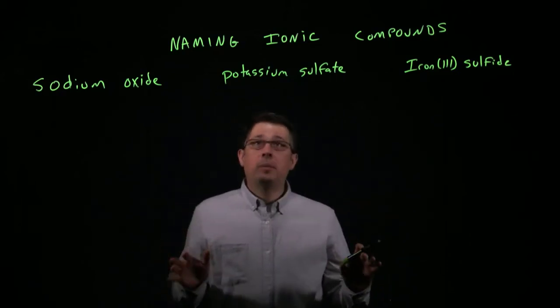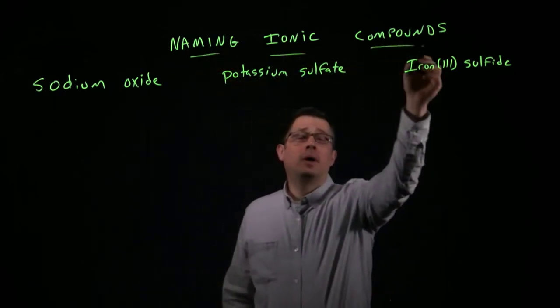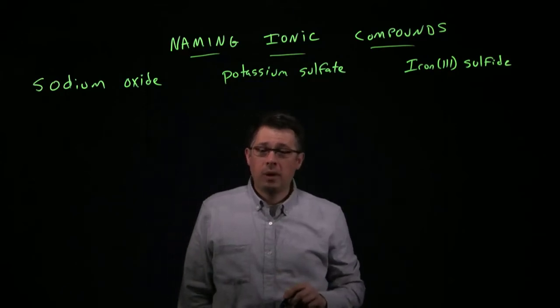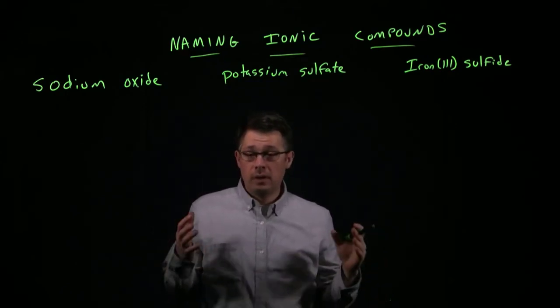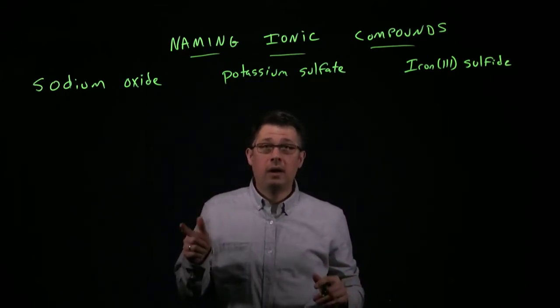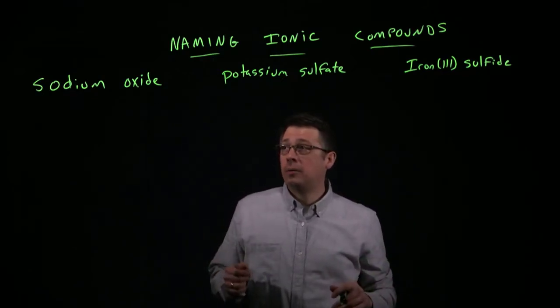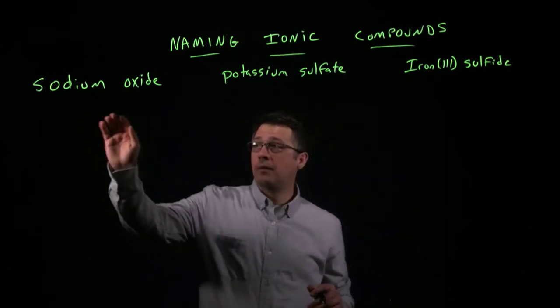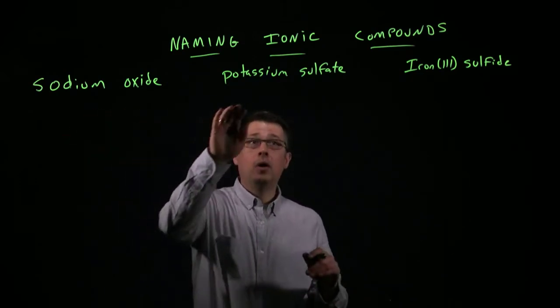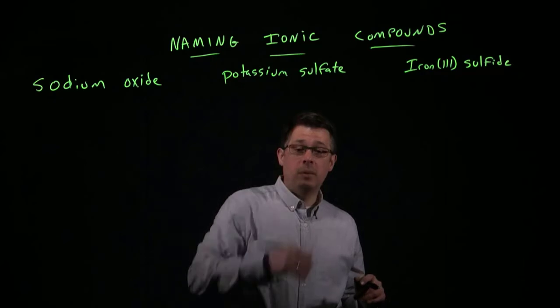We're going to talk a little bit about naming ionic compounds. And when we name ionic compounds, we have to keep a couple things in mind. First, we have to know how to identify that these are ionic compounds. And we've talked a little bit about how ionic compounds typically have a metal bonded to a nonmetal or a metal bonded to a group of nonmetals.